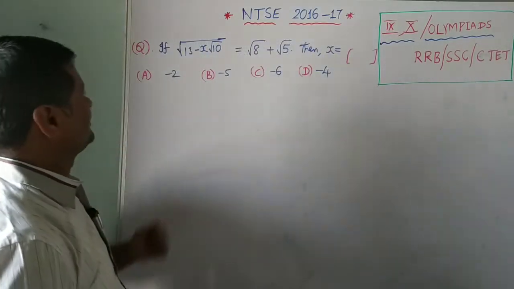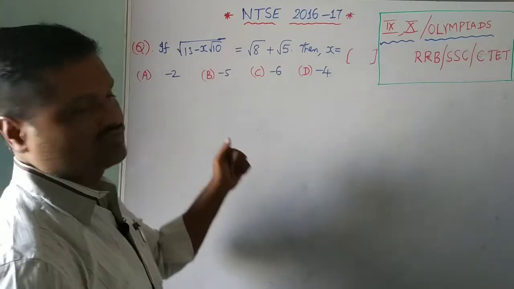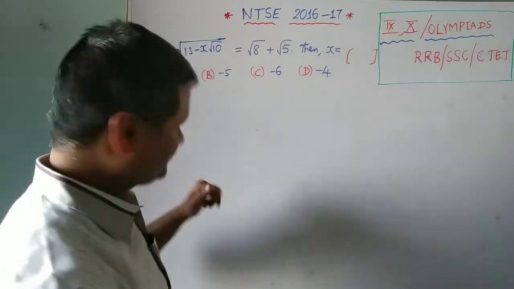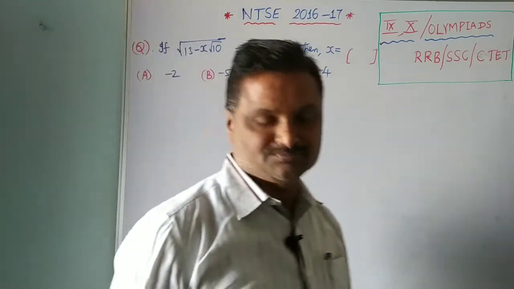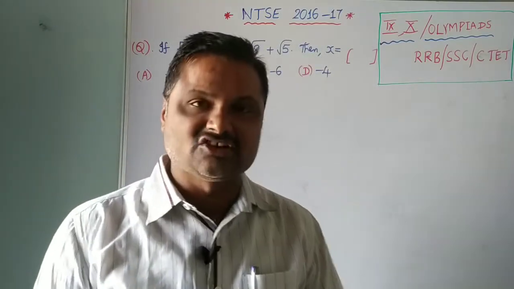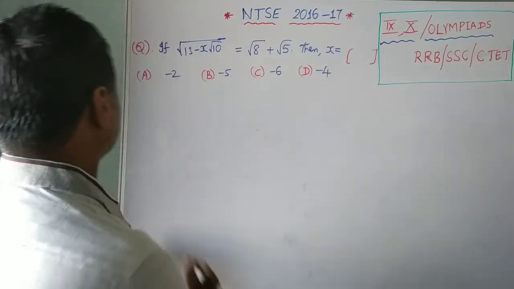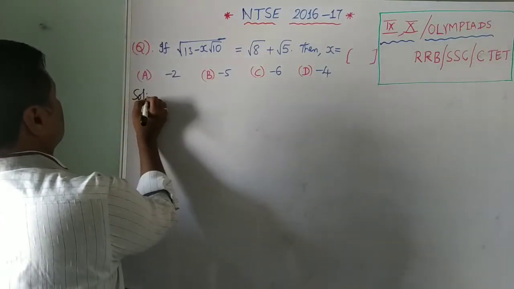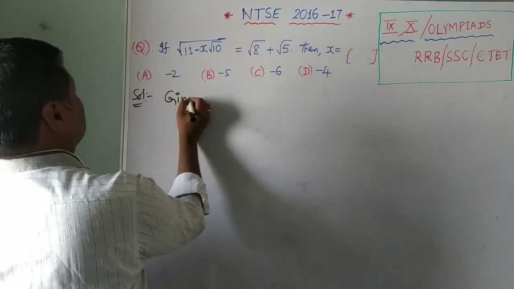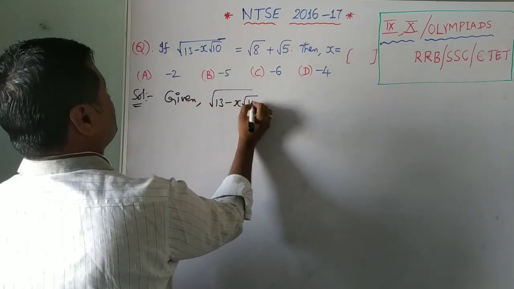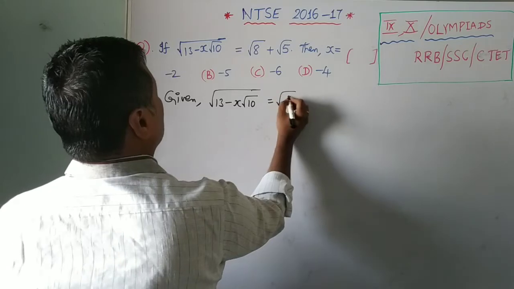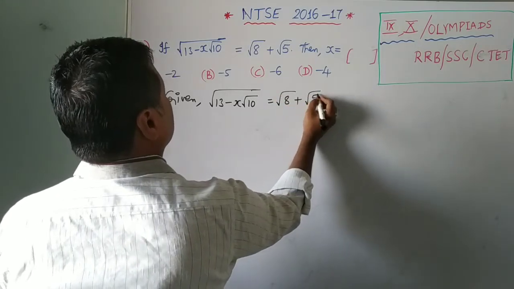If root of 13 minus x root 10 is equal to root 8 plus root 5, then we have to determine the value of x. Options: a minus 2, b minus 5, c minus 6 and d minus 4. So let us start our solution now. So given root of 13 minus x root 10 is equal to root 8 plus root 5.